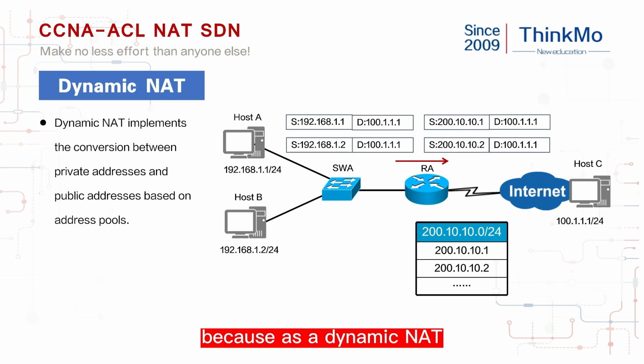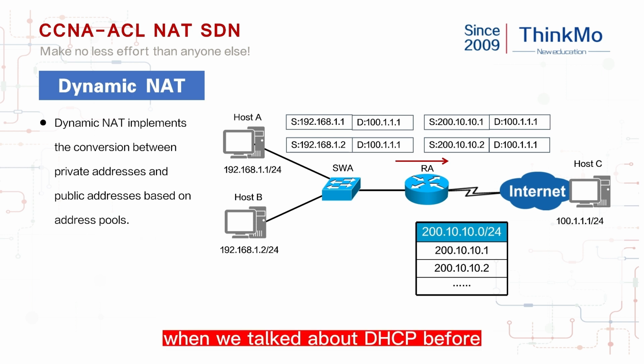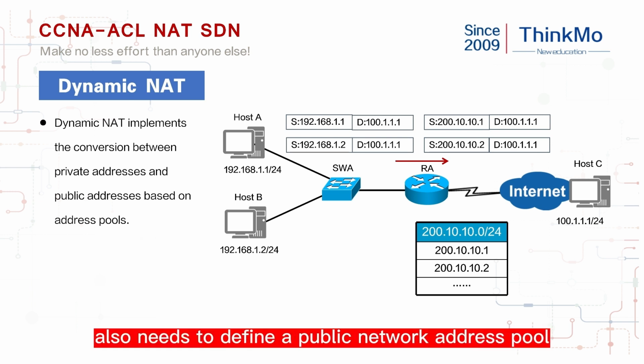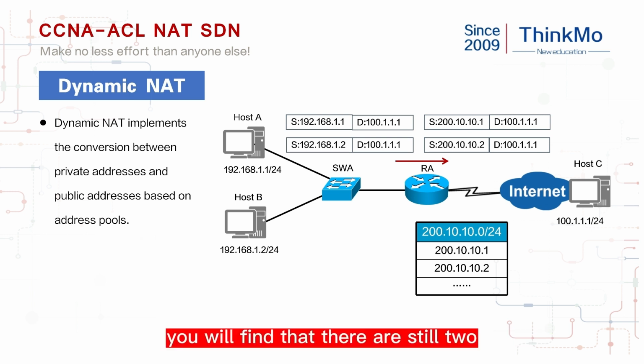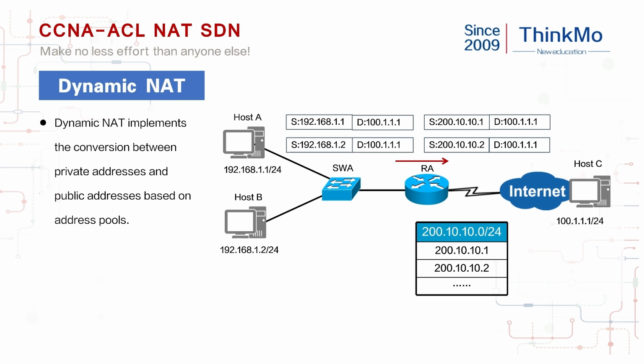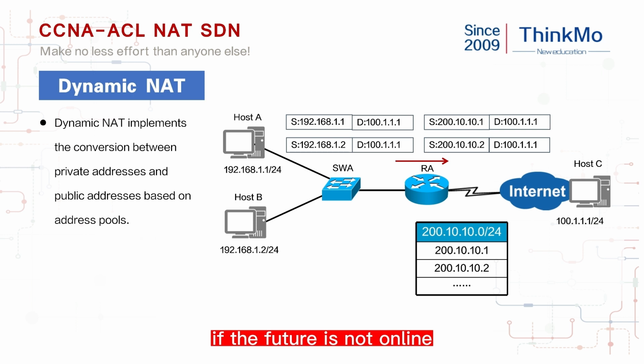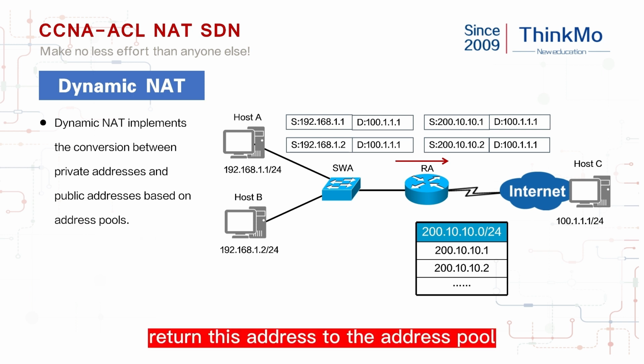Because as a dynamic NAT, it will also have a release time. That is, it still defines the pool here. When we talked about DHCP before, we actually defined this thing: an address pool. The public network also needs to define a public network address pool. You will find that there are still two public network addresses inside. Of course, there may be more in the future. Then it means host A finds an address when surfing the internet. Host B finds an address when surfing the internet. If it is not online in the future, it returns this address to the address pool.